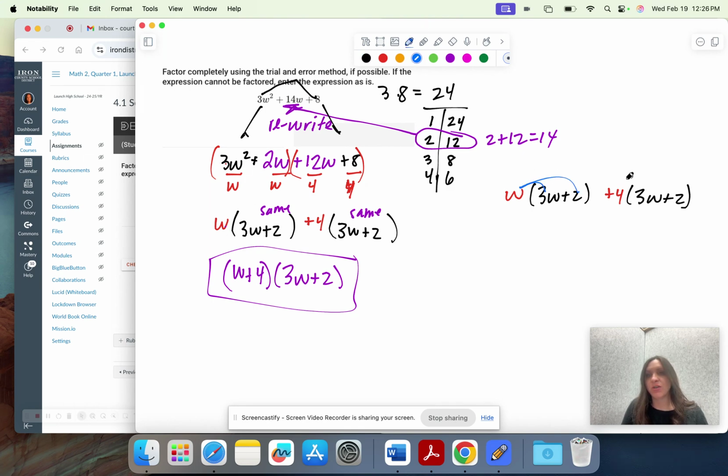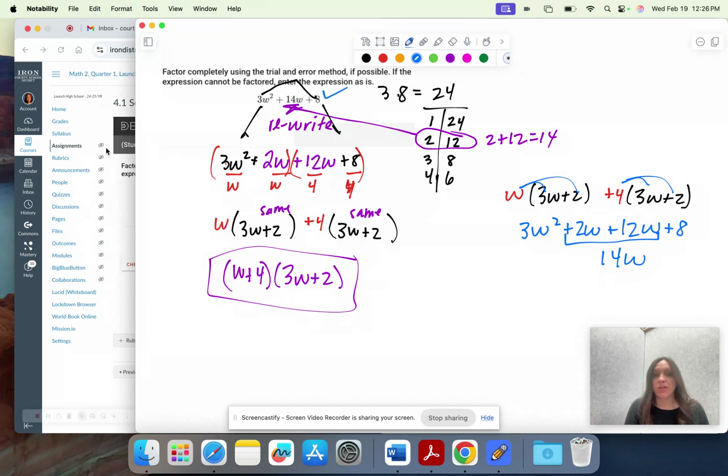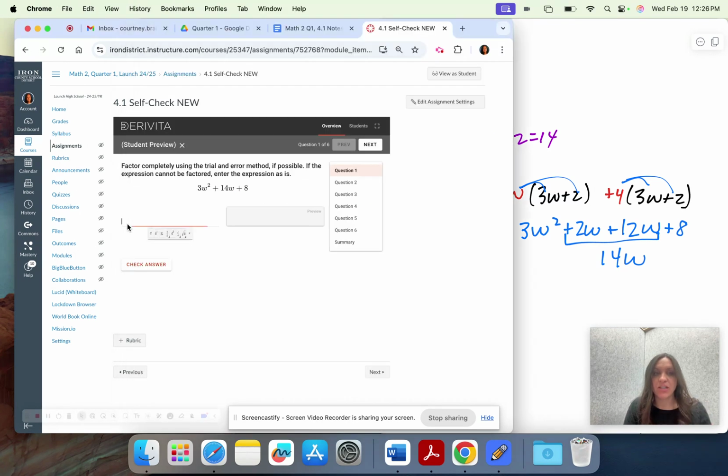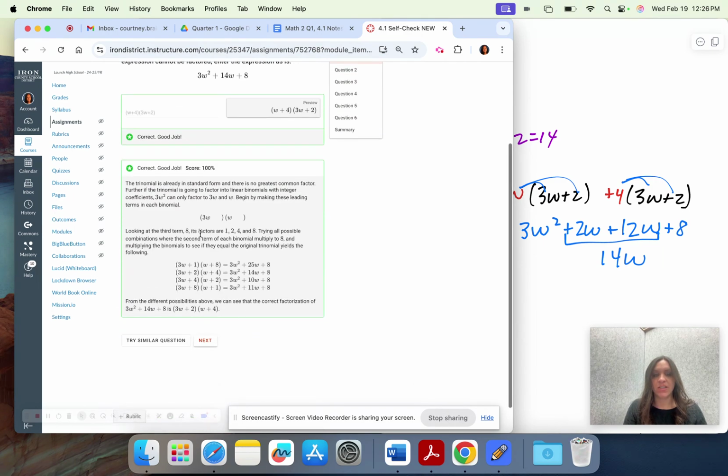So if you distribute, we have 3W squared plus 2W plus 12W plus 8. Now we're here, and those middle two combine to 14. We're back to where we started. Okay, so remember, we're multiplying, factoring. It's the same process. Factoring is just backwards. So W plus 4, 3W plus 2. So see, this is the trial and error method. It's just trying different numbers and multiplying until you find the one that works.